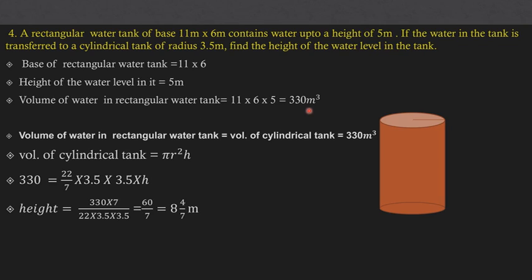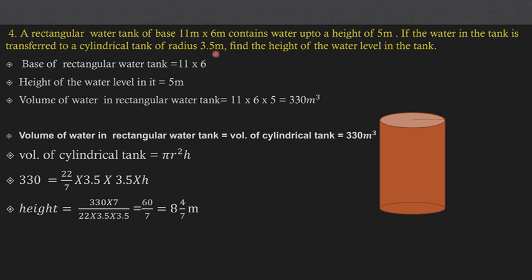Now we need to actually find out the height of the water level. That means the volume of water in the rectangular tank will be equal to the volume of the cylindrical tank, because water from the rectangular tank has been transferred to the cylindrical tank. That means both will have the same volume. Now we know that the formula for the cylindrical tank is pi r square h. We know all the values.